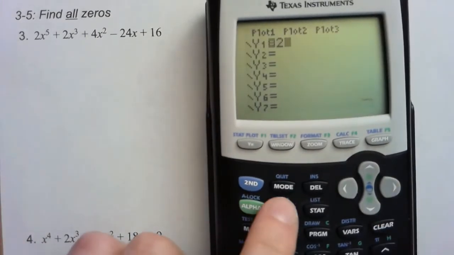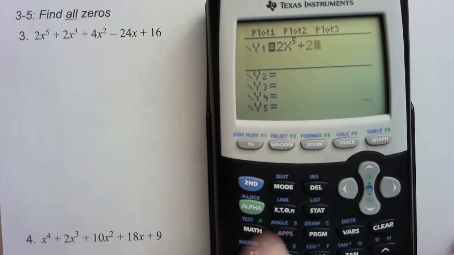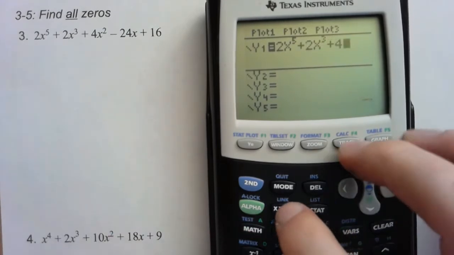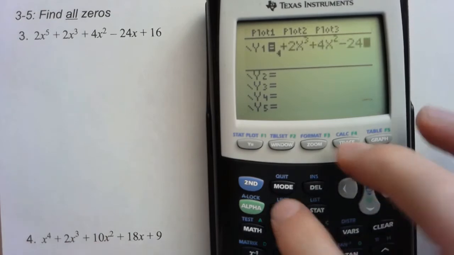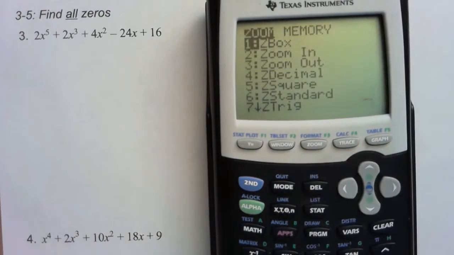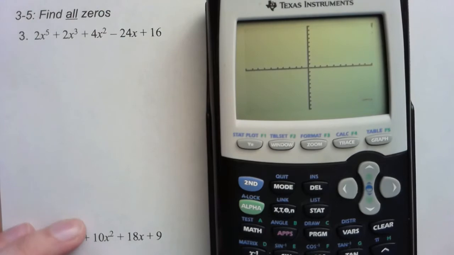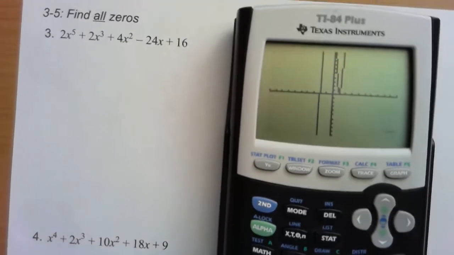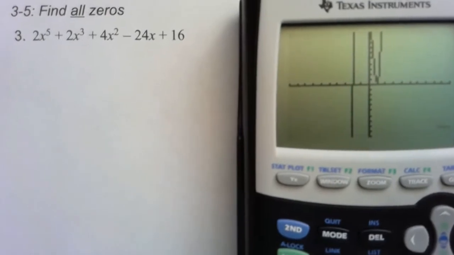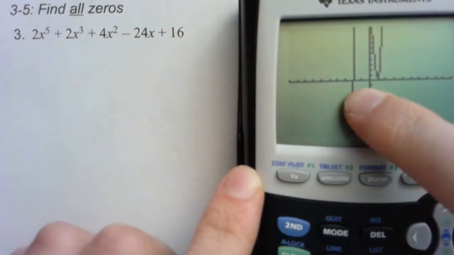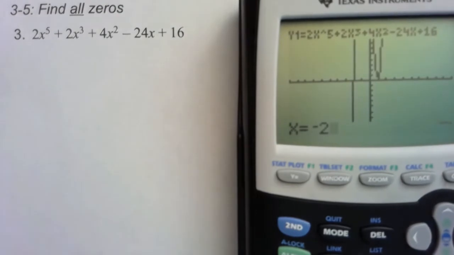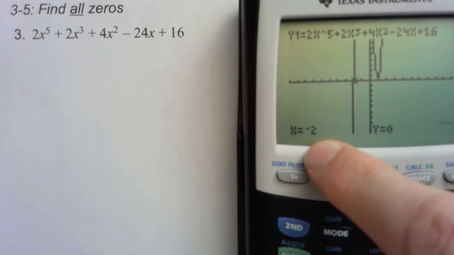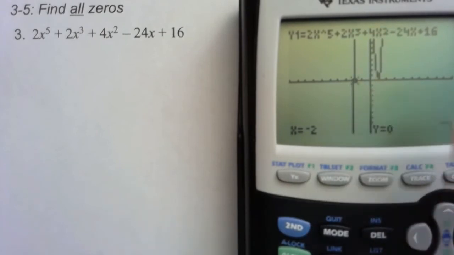We start out with our calculator: 2x to the 5th plus 2x cubed plus 4x squared minus 24x plus 16, zoom 6. All right, so what we've got is a couple zeros that we can see right here. That looks like -2. I can double check it with trace. You could do calc 0 if you want, but if you're pretty sure you know what the answer is, just use trace to double check. All right, and then over here, that's 1.